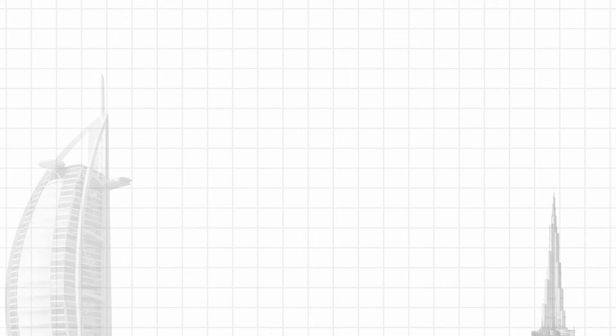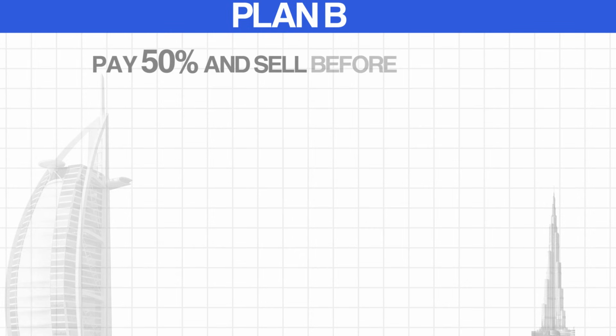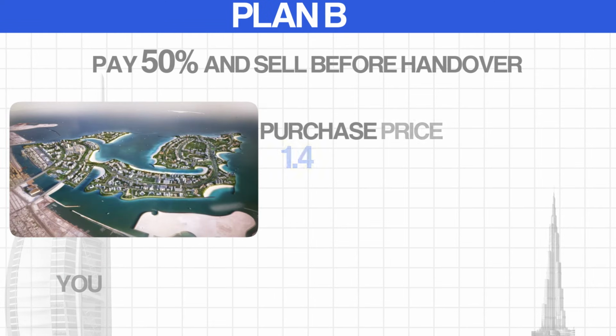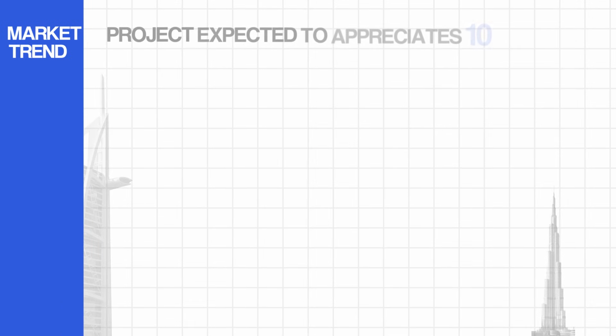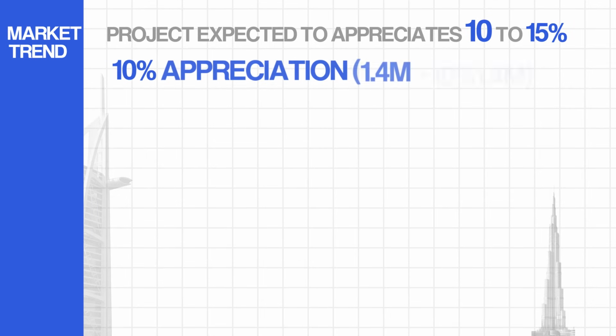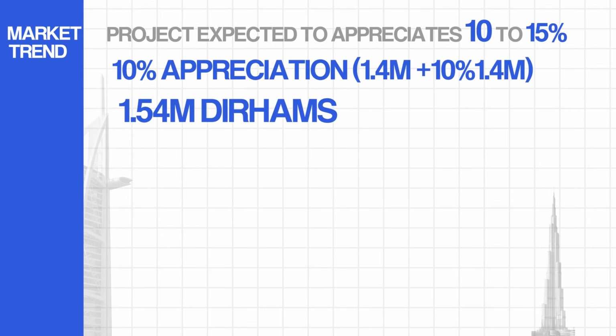And I am not even considering the property capital appreciation which you are going to get in the next 3 to 4 years. Plan B, pay 50% and sell before handover. Project location, Dubai Islands. Purchase price is 1.4 million dirhams. You pay 50%, which is equal to 700,000 dirhams. Market trend, project expected to appreciate 10 to 15%. Let's say you resell at 10% appreciation, which is equal to 1.54 million dirhams.